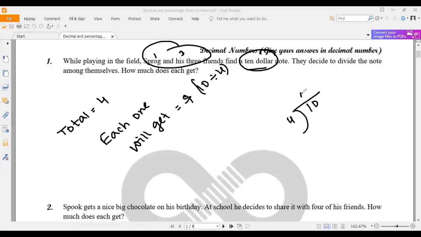At first, 4 twos are 8. Then what will be the remainder? Here the remainder will be 2. Now we need to put a decimal point to convert this division into a decimal number. So after putting a point, we can put a 0 here. Then 4 fives are 20. Okay. Then what is the final answer? $2.5. That means each one will get $2.5.